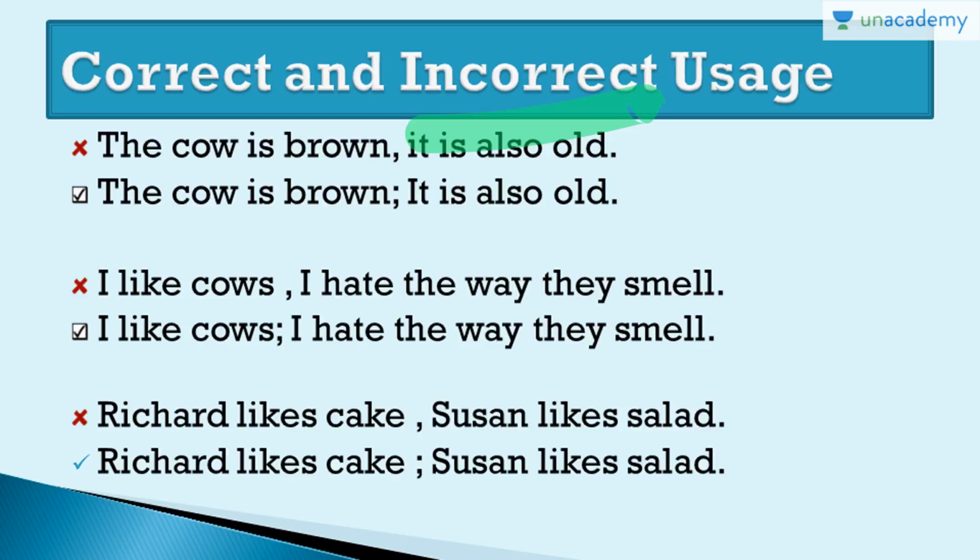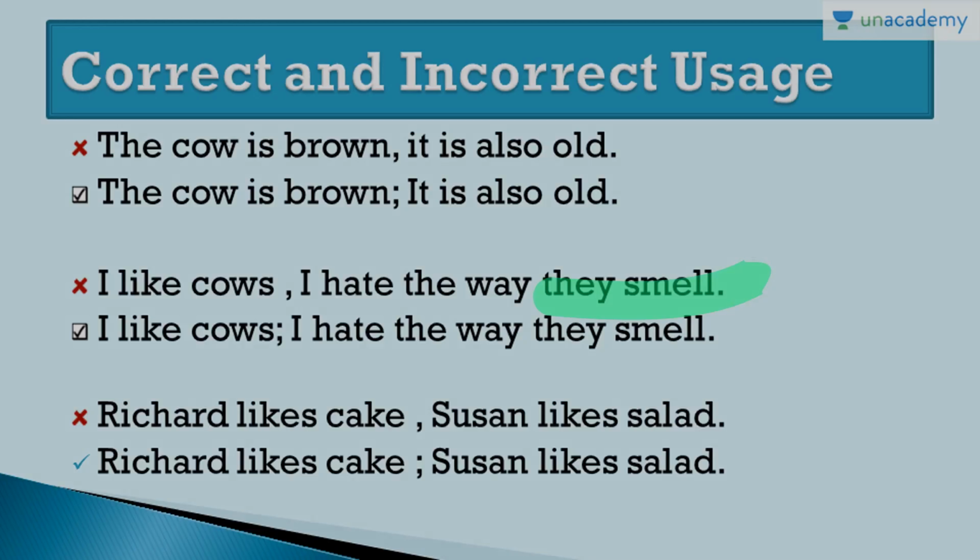I like cows. I hate the way they smell. Again, the same thing, two different sentences, but the theme is similar, so you will use a semicolon here. Richard likes cake, Susan likes salad. For example, I'm talking about my cousins and I'm telling what they like to eat. So, in that sense, this is thematically linked, but again, these are two different sentences which cannot be separated with a comma. So, again, you are using a semicolon there.